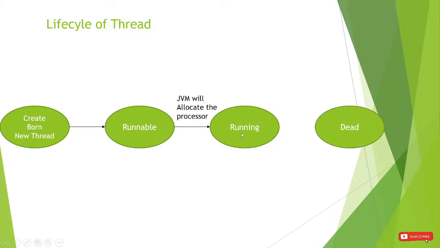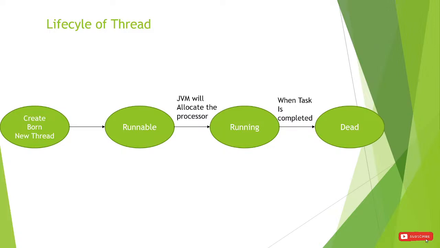After that, the last state is the dead state. It moves from the running state to the dead state when the thread's task is complete. Whatever task we have provided to the thread, once that is completed, it moves from the running state to the dead state.